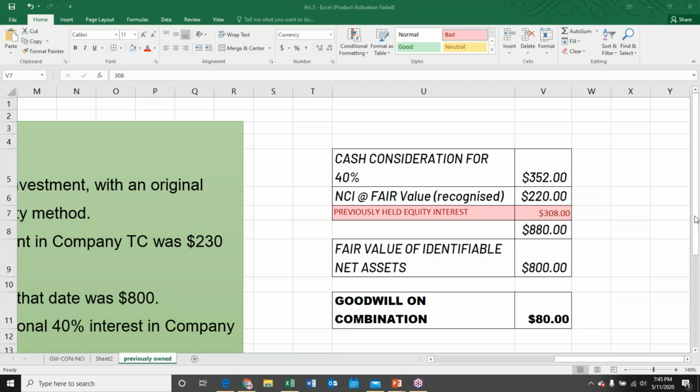Okay, any more questions? Yes, Sanjana, I have one question. Yes, hello, yes, of course. So, what about the deferred consideration? It is not covered under IFRS 3. Deferred consideration, sorry.